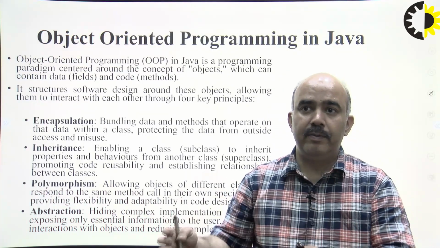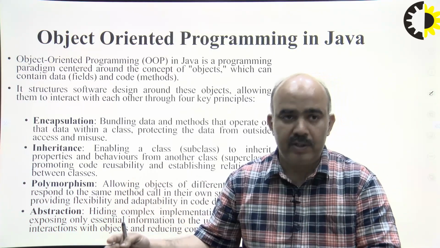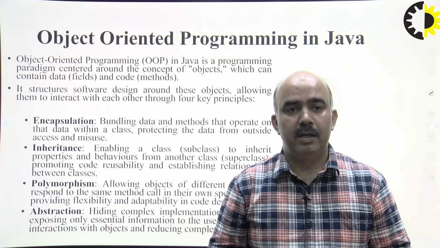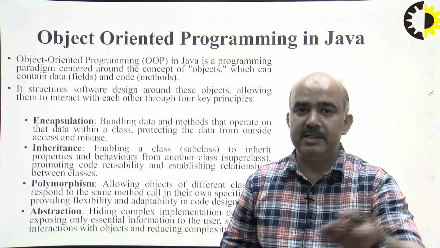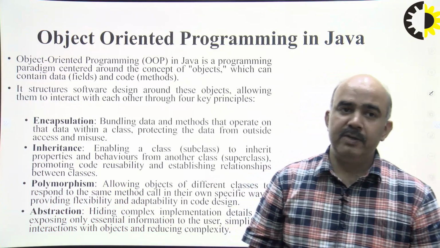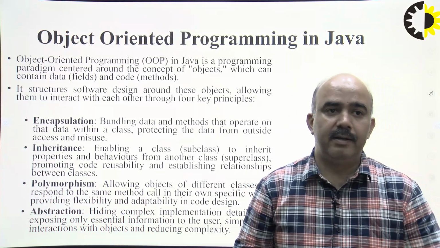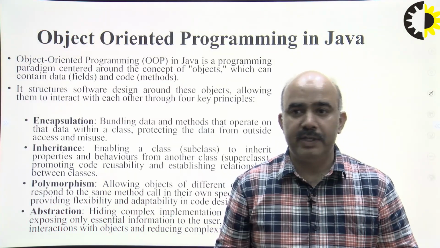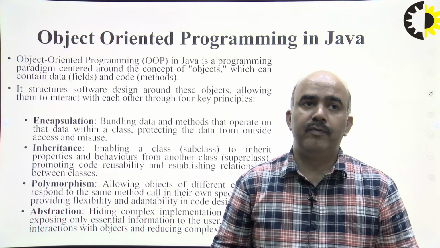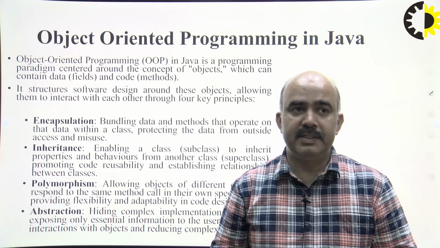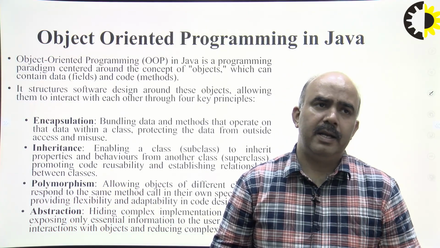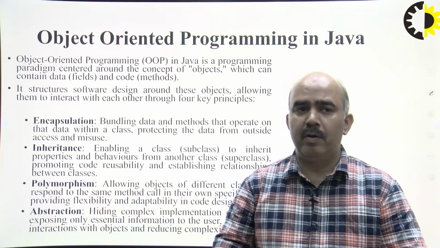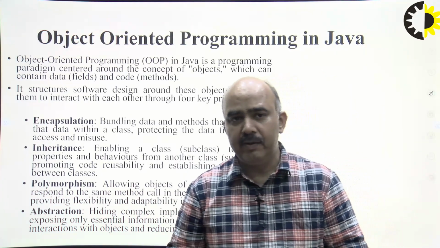No parameter, one parameter, more than one parameter, or different types like integer, character. Then abstraction is used where we hide the complex details from the users and only give the essential information to the users. So these are the four key principles that are used, and in order to implement these concepts, operator overloading and overriding are used.